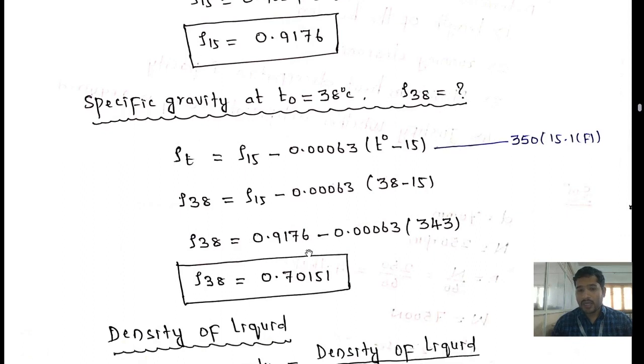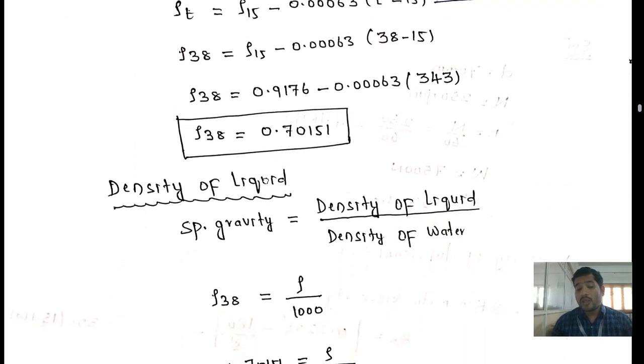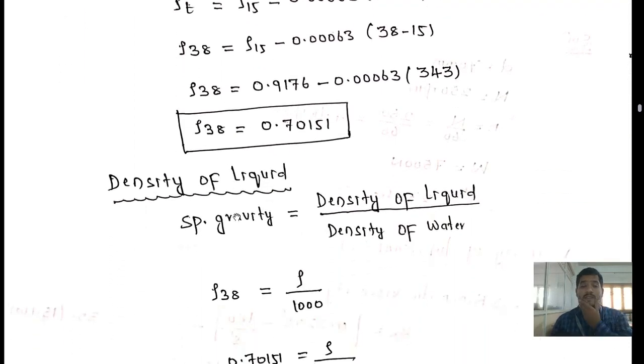0.9176. Clear? If you subtract the value, then you will get the density of 38 is how much? 0.7015. After that, our intention is that we want to find out the density of liquid. If you want to find out the density of liquid, then you have to go for the specific gravity formula. The specific gravity is equal to density of liquid by density of water. So density of liquid is unknown, we need to find it out.